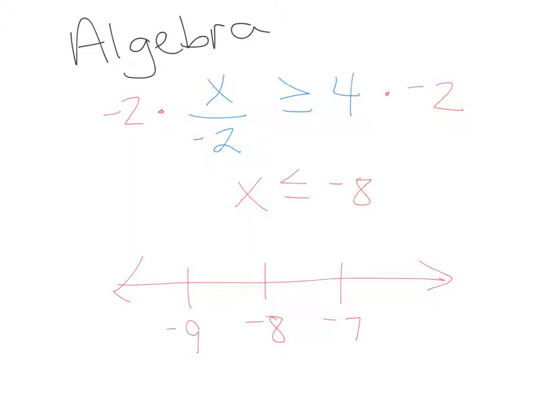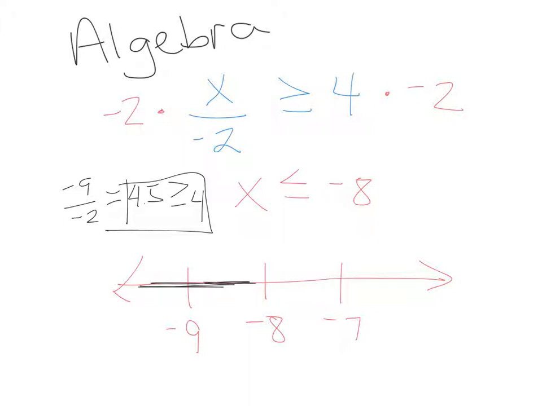Okay, let's convince ourselves that this is good. So if x is less than or equal to -8, that means these numbers down here should work. So let's try the -9. So -9 divided by -2 is actually 4.5, which is greater than or equal to 4. So since that is true, this side gets shaded. Since it's less than or equal, and it can be equal to negative 8, it's a solid dot.